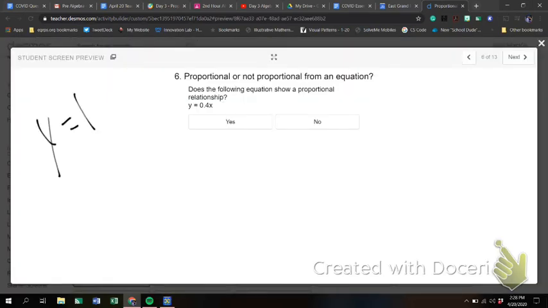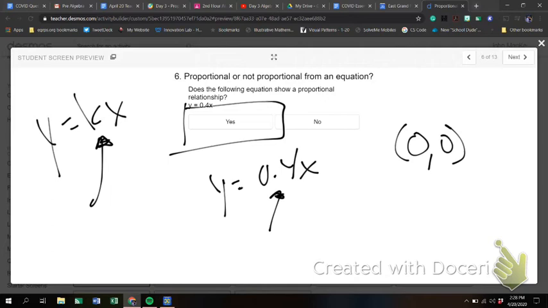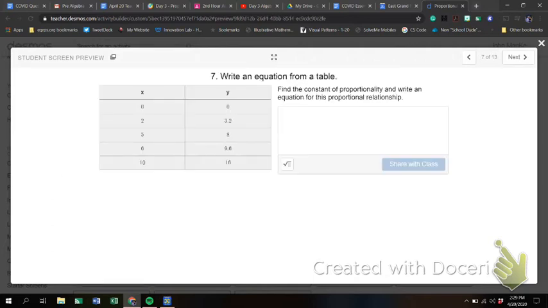Does this do the y equals kx format where we have a constant of proportionality right there? Yes, it does. Right there. There's our constant of proportionality. Another way to think about it, when x is 0, y is 0, through the origin, yes, that one is proportional. So let's try to find that constant of proportionality.